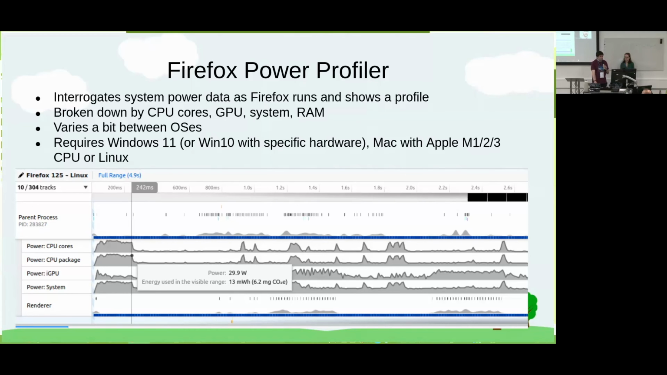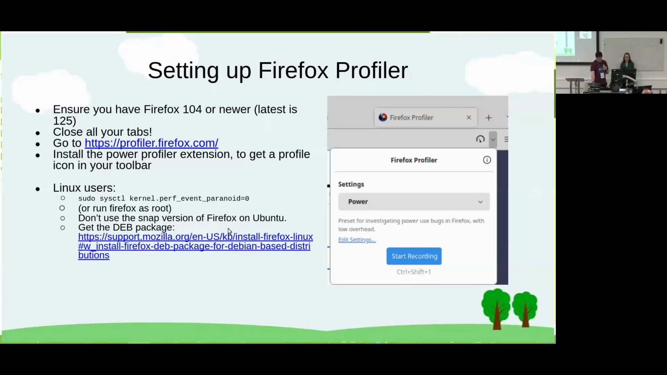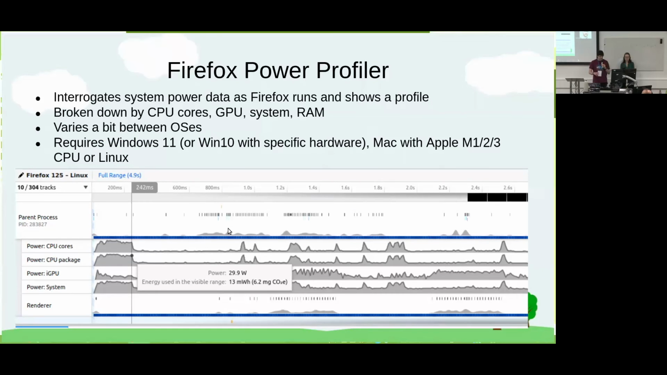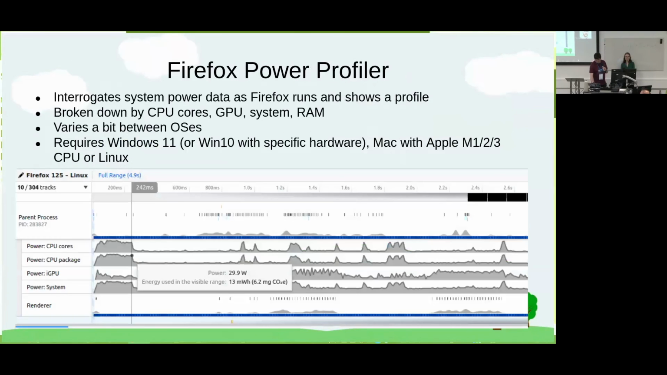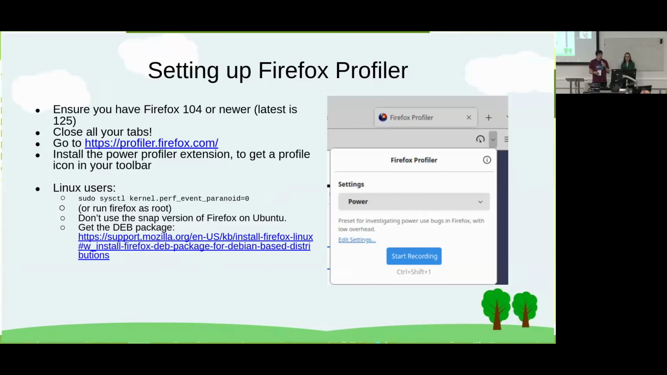And you get yourself a nice little graph running with time along the x-axis, and power usage of various things going up the y-axis. And this can be done for the entire Firefox process, or it can be done for an individual tab. So if you want to set this up, you need to ensure that you have a fairly recent version of Firefox, version 104 or newer. I think that came out in late 2022.